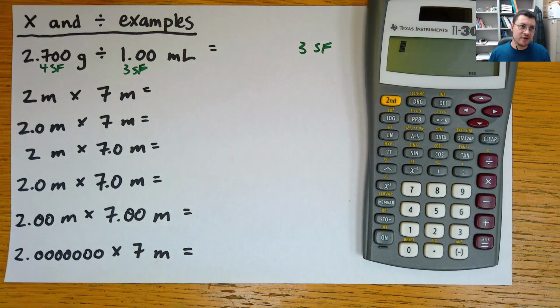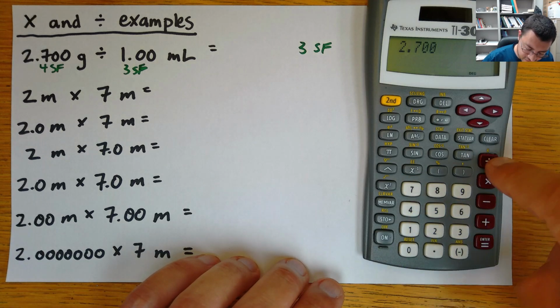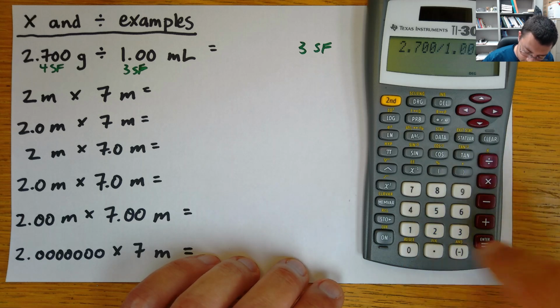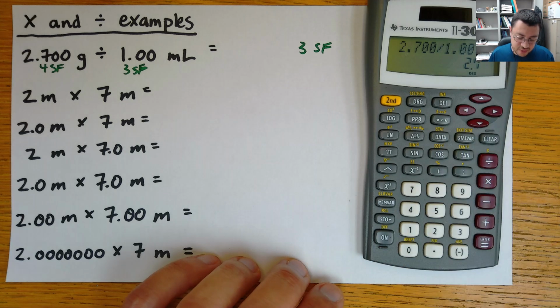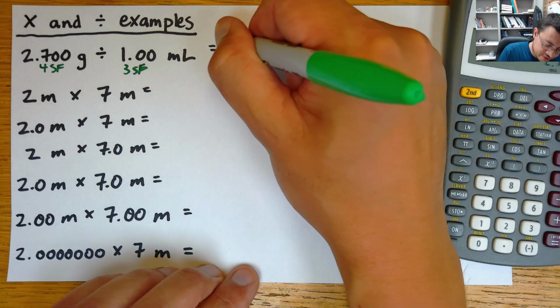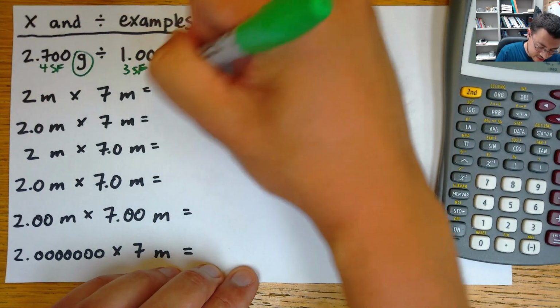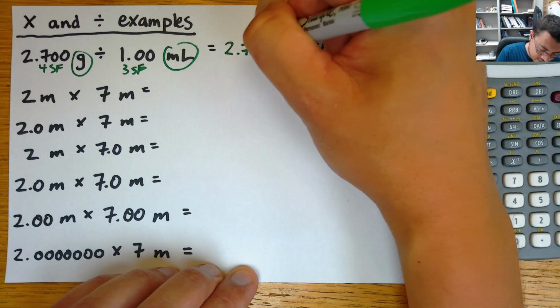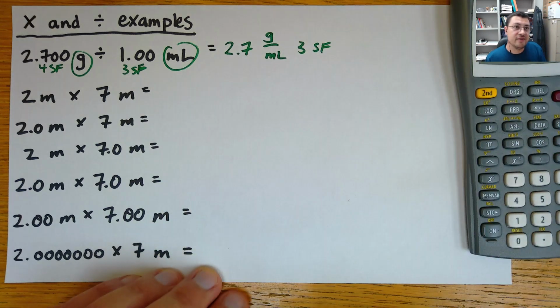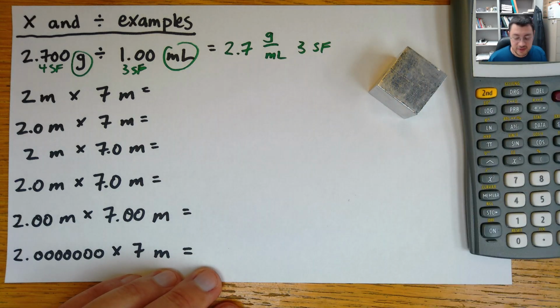Let's just pretend we weren't doing this in our head and we were just typing it into the calculator and relying on the calculator. See what happens. 2.700 divided by 1.00. It equals, and it just says 2.7. So here's the temptation. You're going to write 2.7, and you remembered your units. We have grams over milliliters. That's a density value.